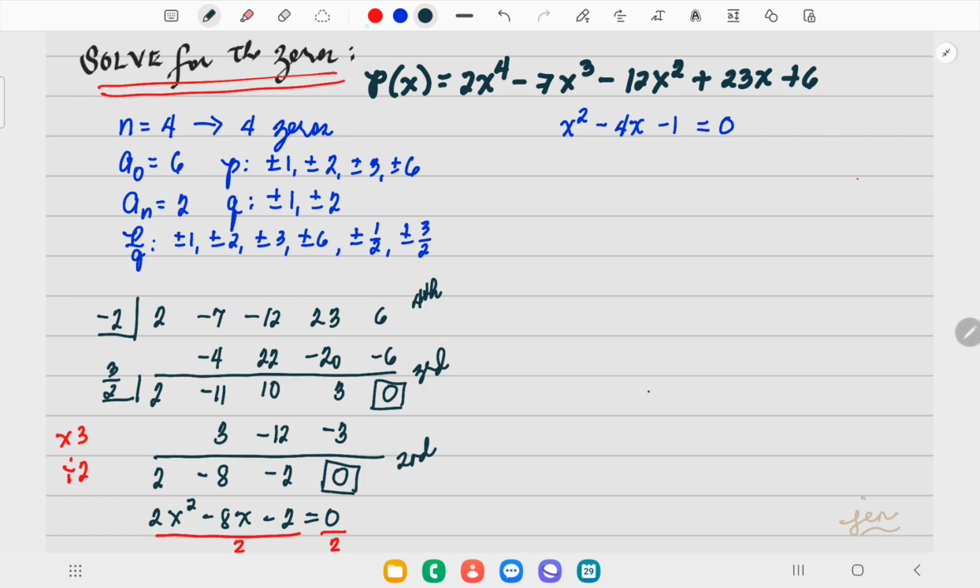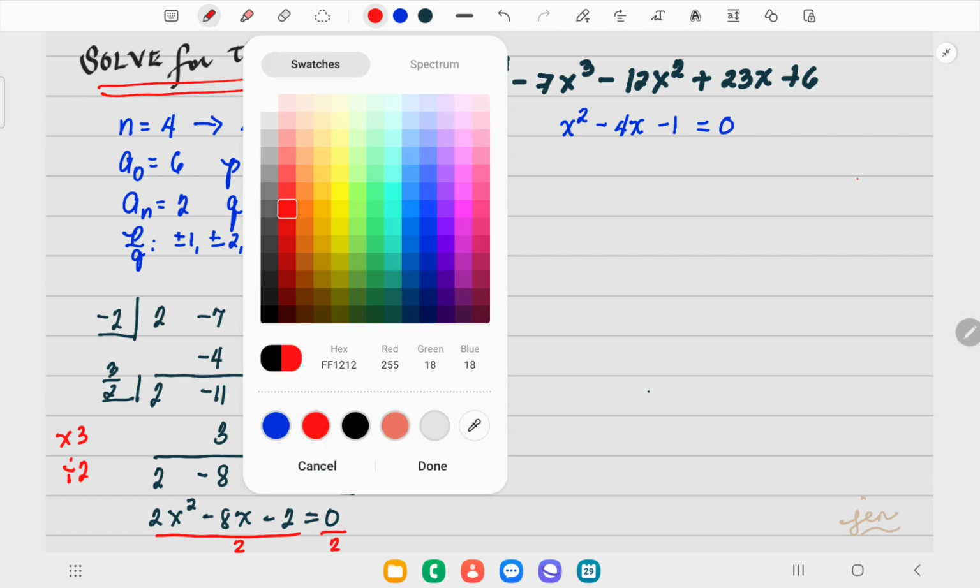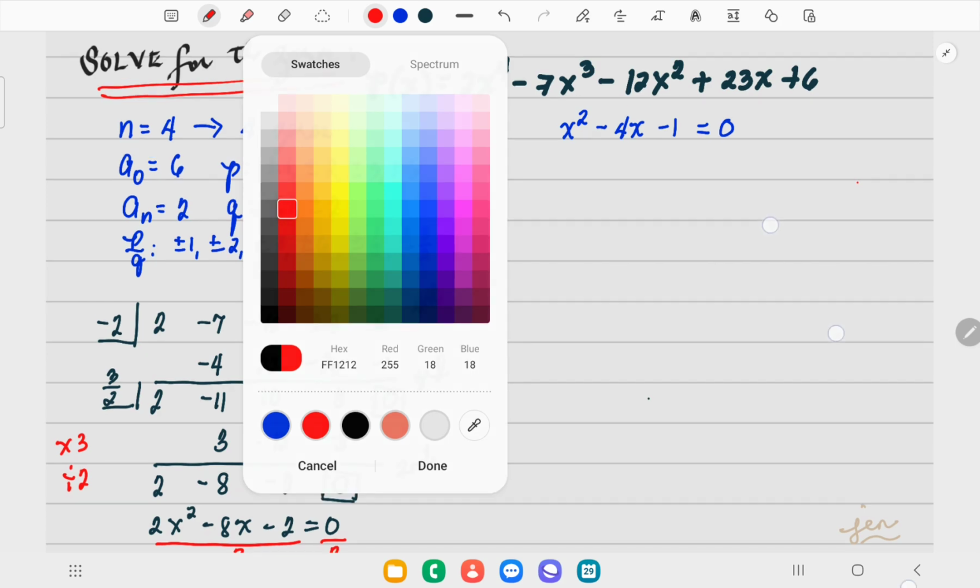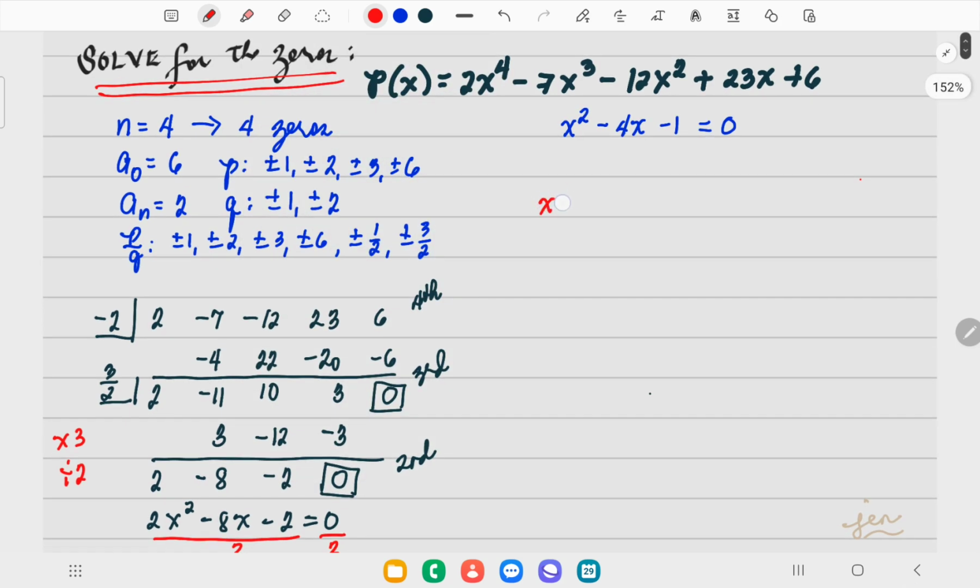The quadratic formula being x equals negative b plus or minus the square root of b squared minus 4ac, divided by 2a. If you have forgotten how to solve quadratic equations using the quadratic formula, you can go back to the video on this lesson, solving quadratic equations by the quadratic formula.